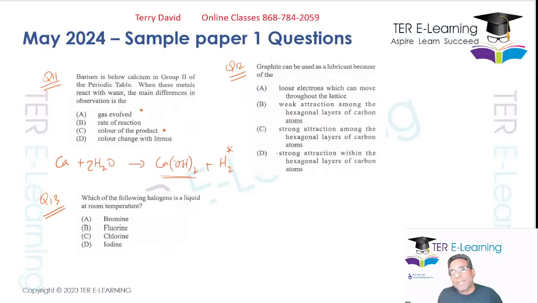Change with litmus. In both instances, you're going to produce an alkaline solution. So therefore, you're going to get the same color change with both of them. However, when it comes to group 2, your rate of reaction changes. Group 2 has beryllium, magnesium, calcium, and they told us that barium is below. Reactivity increases down the group, right? So the rate of reaction is going to be different. So the answer is going to be B. The answer is B. What about question 12?